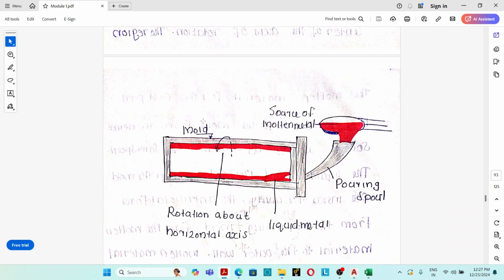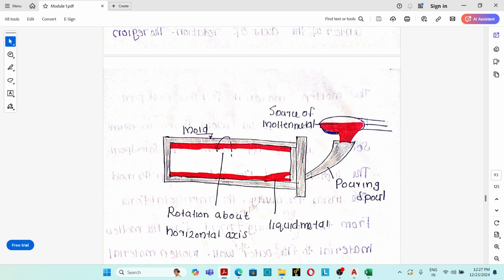This is a figure of the true centrifugal casting process. In true centrifugal casting, the mold is rotated by rollers in a horizontal or vertical direction. This figure shows the mold rotated in the horizontal direction. On the rotating mold, a fixed quantity of molten material is poured. Due to the centrifugal force, the molten material flows in an outward direction towards the mold wall.